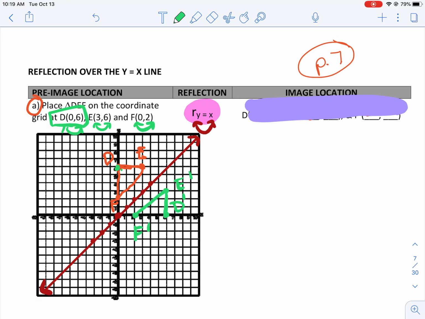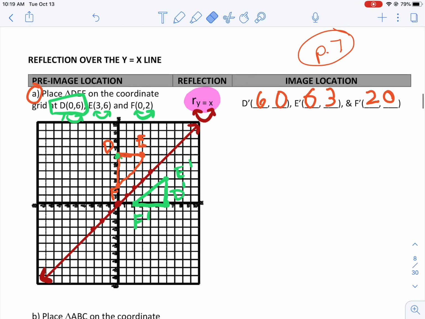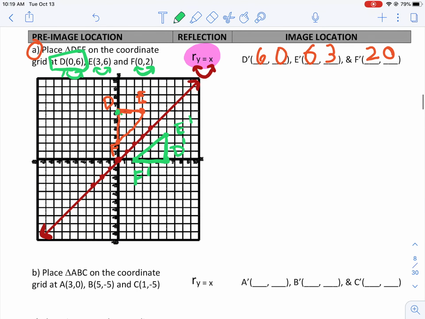And when we plot those, do you guys see how it looks like we could fold over that line and those would be the same? So here are my points. I listed them just so we had them. So the rule for this is we're going to take the x and the y and we're just going to switch the order.